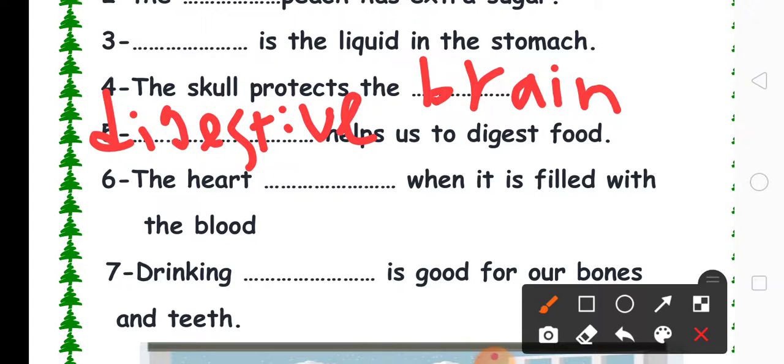The heart, what, when it is filled with the blood? I said before, when the heart is filled with blood, I can say the heart expands. But when the heart pumps the blood, the heart contracts. So the heart, what here? Filled with blood, so the heart expands.